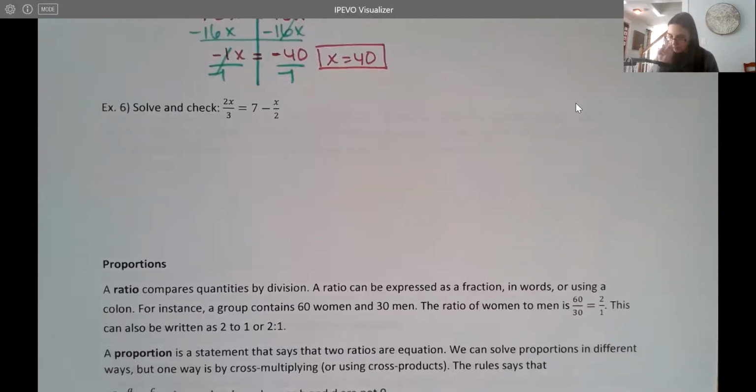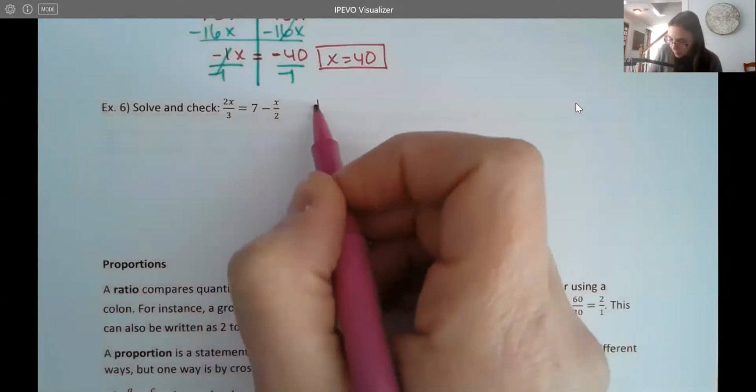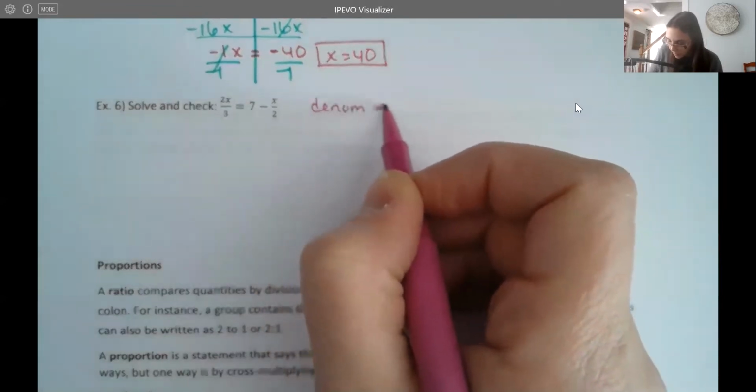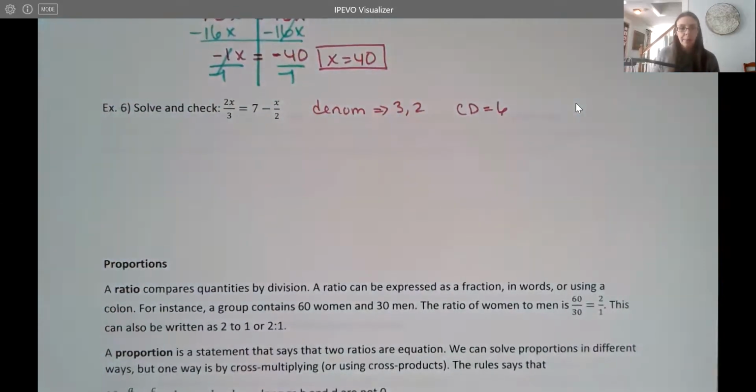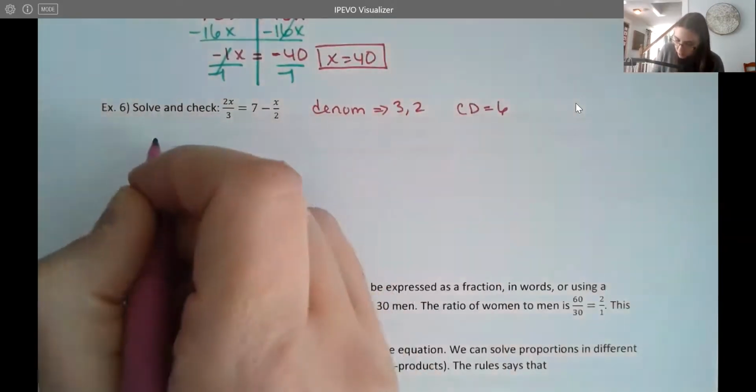And one more here. So my two denominators are 3 and 2. So my common denominator would be 6 here. I'm going to multiply every single part by 6.